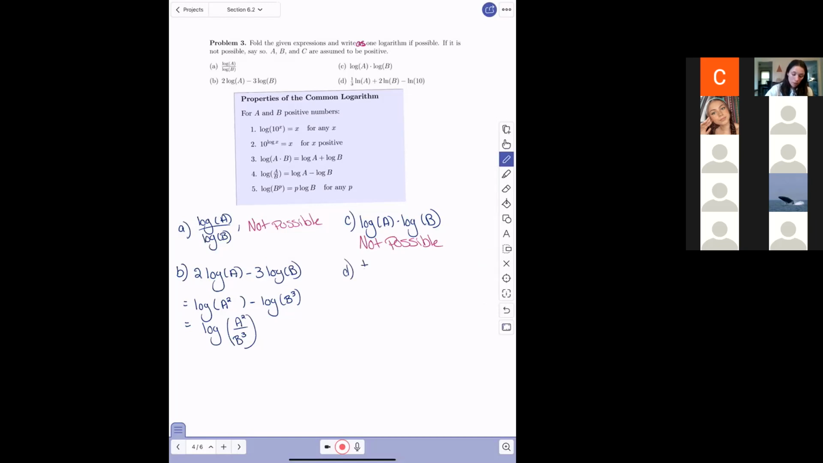Problem D, we have 1/3 ln of A plus 2 ln of B minus ln of 10. Okay, what property does this match? Is it 5? Yep, so one of the properties that it matches is 5. So how do I rewrite 1/3 ln of A as a natural log of what?